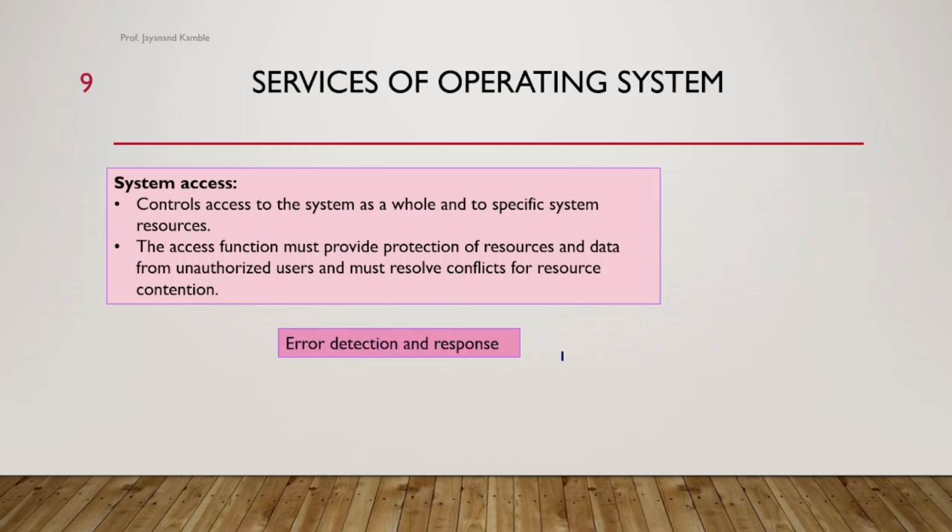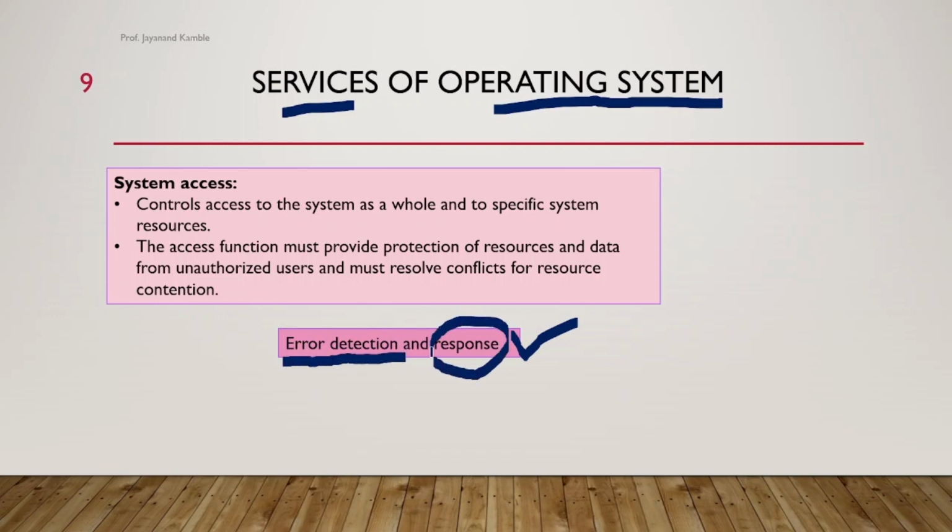And finally, error detection and response. Detecting an error and providing a particular response to the user, that is another service given by the operating system. For example, if the printer is not working or the printer door is open, in that case the OS should properly detect the error and provide a proper response to the user so that the user can correct that error. That is a most important service of the operating system.